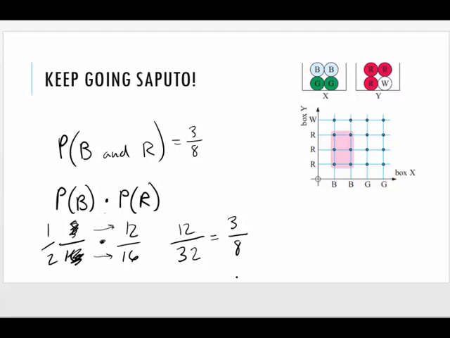Oh, 3 over 8. Whoops! Okay? So it turns out that it multiplies, and reducing it, we get a correct answer. So sometimes it will be easier, instead of making a grid, to write the probability of B times the probability of R. That's a big important thing.